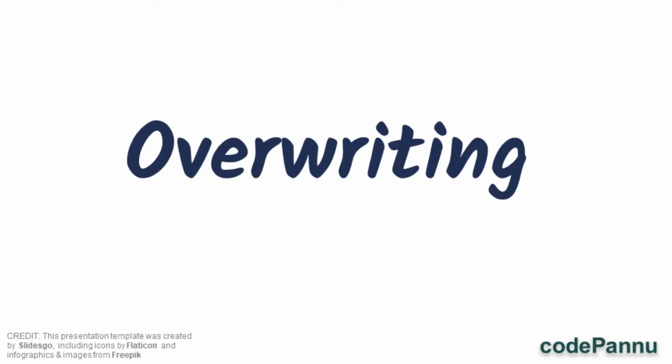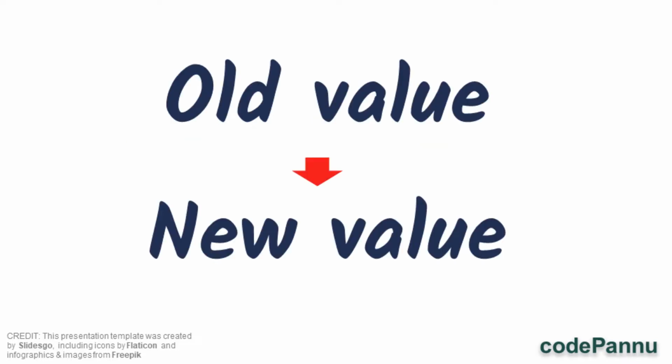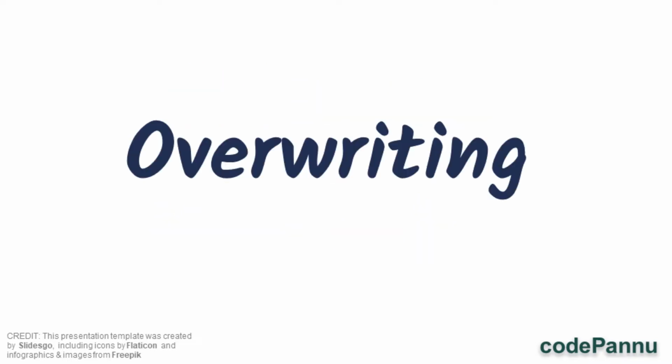It is called overwriting. We all know about variables and values. When we have a value, we put it in a variable so that Python can remember that value. Now, for the same variable, we can change the old value with the new value. The method of changing the old value in a variable with a new value is called overwriting.